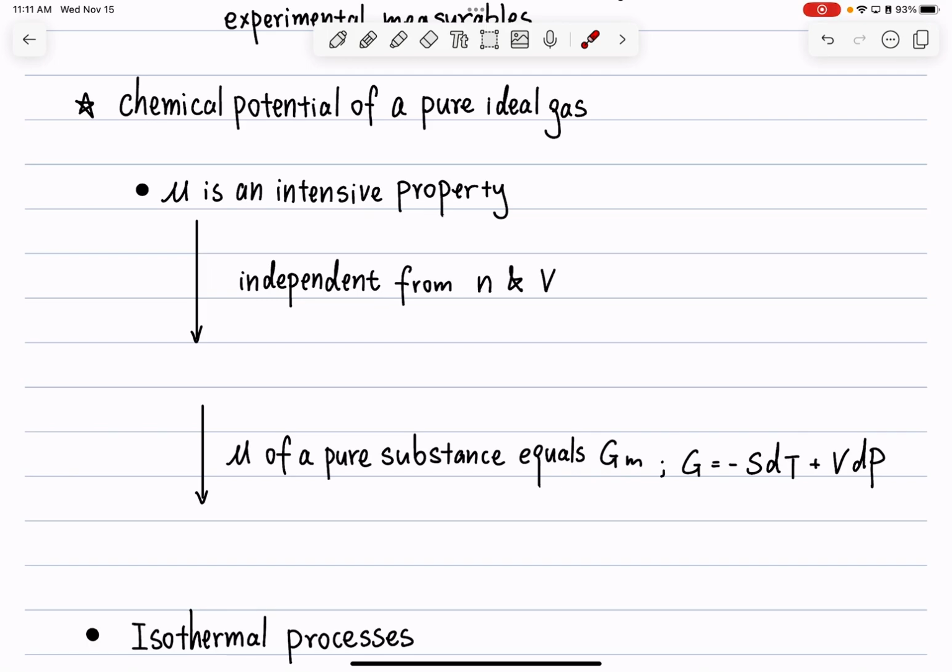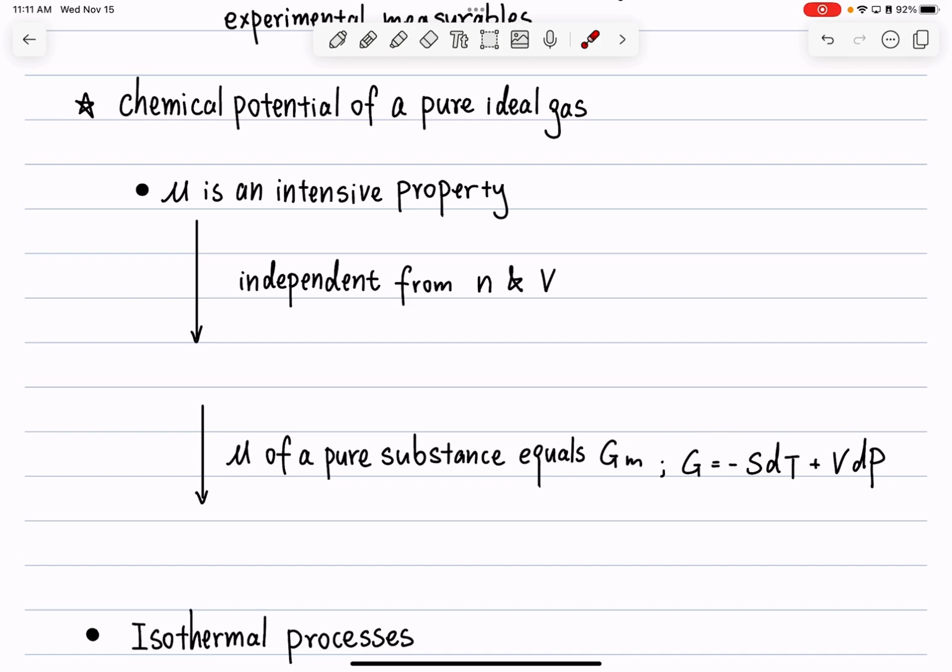So chemical potential mu is an intensive property. When we say it is an intensive property, what we're saying is the chemical potential of a system is independent of the size of your system. It's a little bit like temperature. Remember the analogy we made? When you have temperature, heat always goes from higher temperature to lower temperature, or the equilibrium always goes from the higher chemical potential to the lower chemical potential.